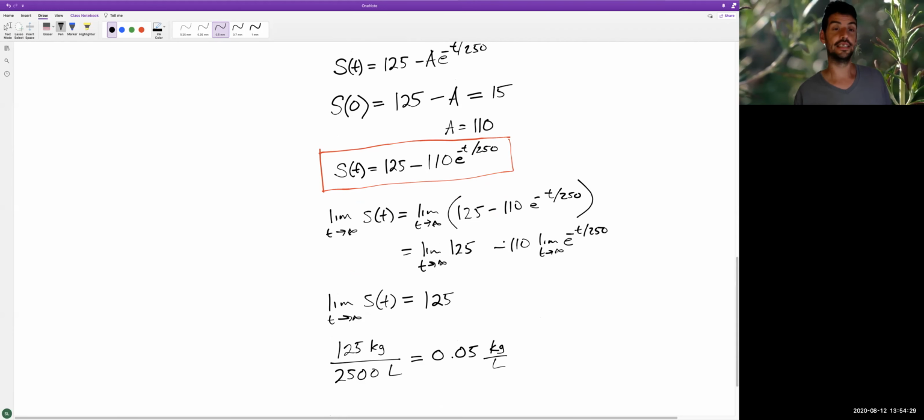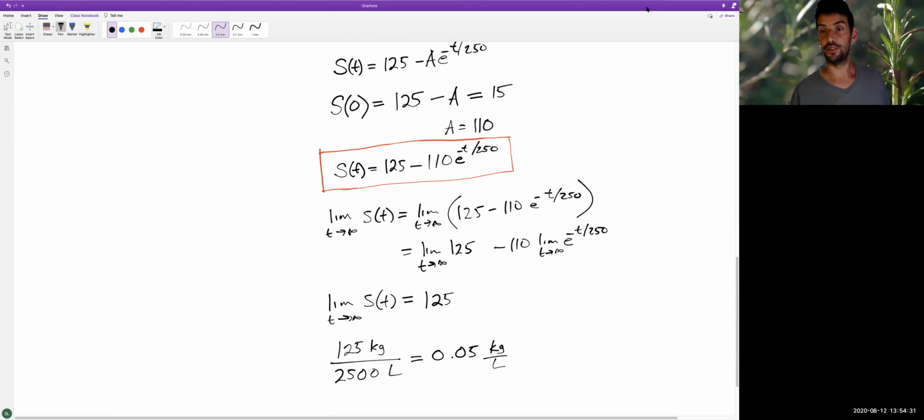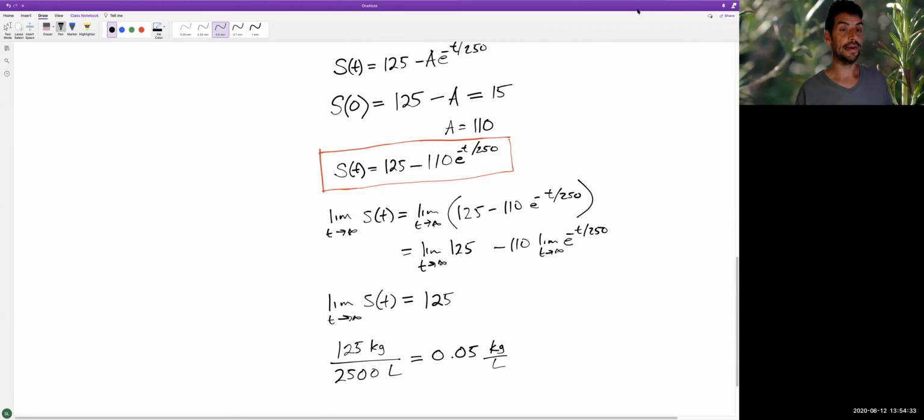It's a classic type of differential equation.